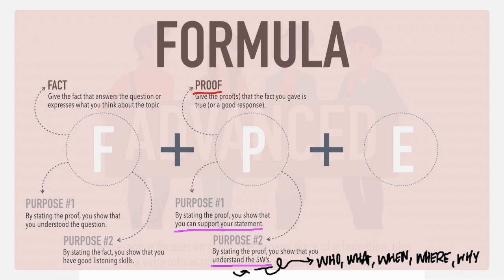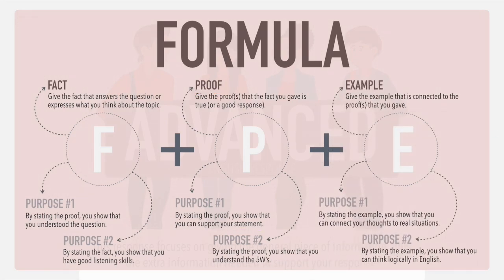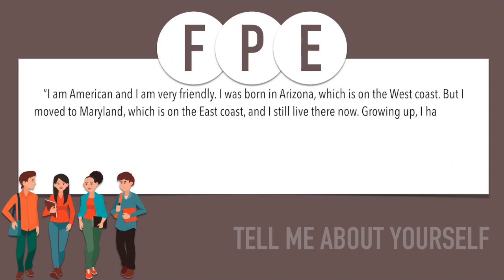And finally, the E. The E stands for example. You see, you give the example that is connected to the proof that you gave. So the two purposes are, by stating the example, you show that you can connect your thoughts to real situations. And purpose number two, by stating the example, you show that you can think logically in English, which is important to advanced English responses.